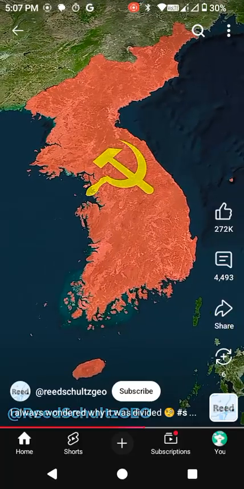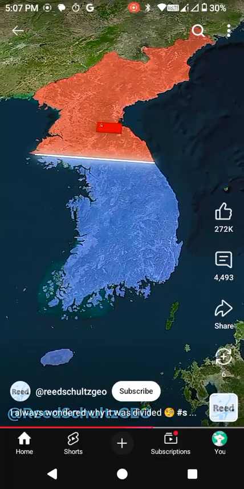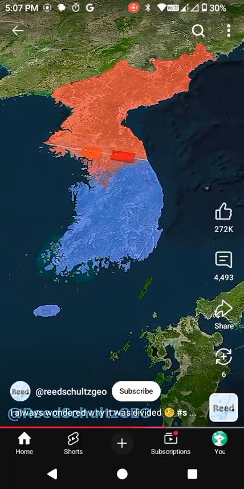After 3 years of fighting, a ceasefire left the peninsula divided in two. To this day, this border remains the exact same.